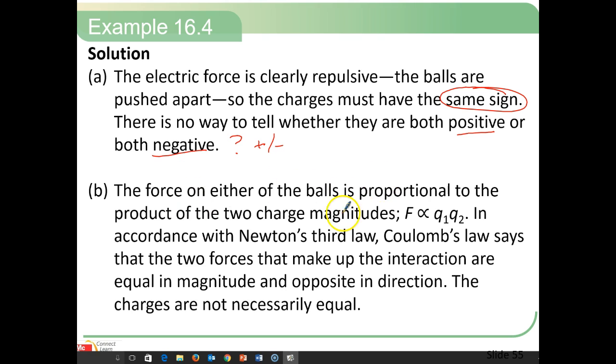The force on either of the balls, so this was question B, is proportional to the product of the charge magnitudes. With Newton's third law, Coulomb's law says that the two forces that make up the interaction are equal and opposite. So the charges are not necessarily equal. They would not need to be equal. We just need to make sure that we always get that same force between the two. And that takes us to actually solving part C.